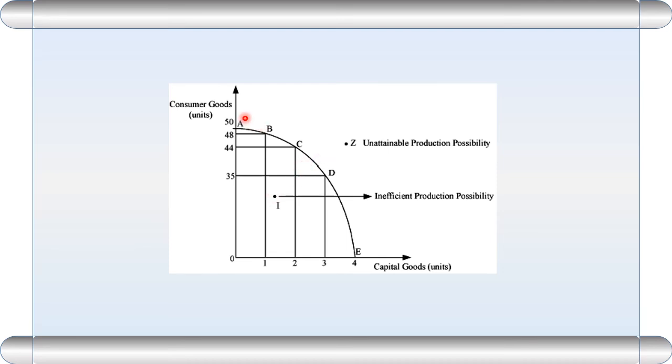And at the same time, we can see that Z, which is outside the production possibility curve, is an unattainable production possibility. This point is mostly unattainable, but if we try to attain this particular production level, then all the resources would have to be overutilized. If the resources are overutilized, then the point will be unattainable. Actually, this is unattainable. Why? Because with the given technologies, this production level cannot be attained.